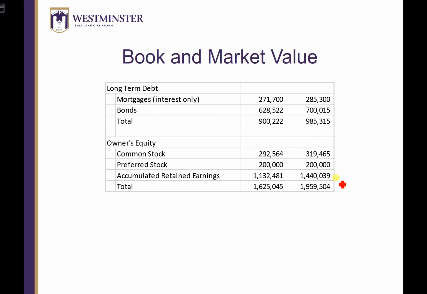But we also have accumulated retained earnings here. Accumulated retained earnings are the monies that the company reinvested in itself. Remember, these monies have come from net income. In fact, retained earnings are the net income that the company didn't distribute to the stakeholders in dividends. So this is really money that belongs to the shareholders, the stakeholders, that has been reinvested into the company. And in this case, the total of common stock, preferred stock, and accumulated retained earnings, all on a book basis, are $1,959,504.